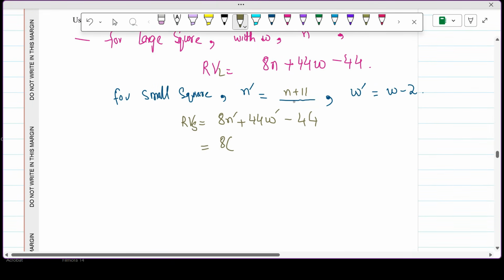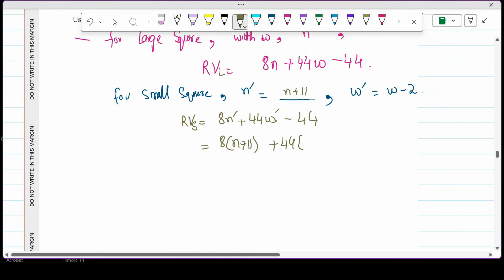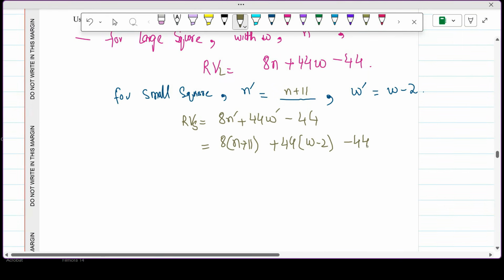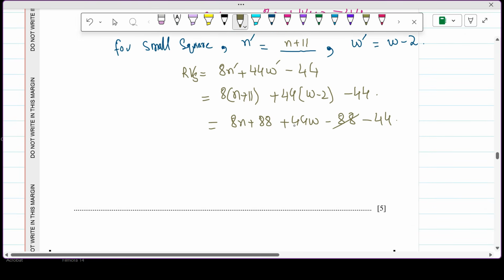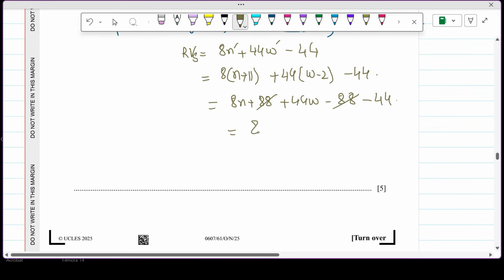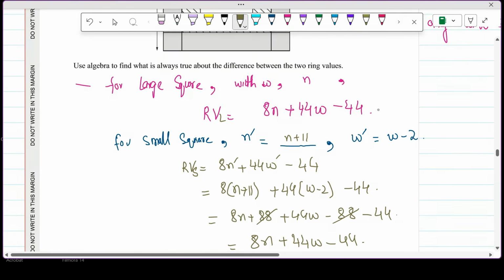8 times n' means n + 11, plus 44 times w', which is w - 2, minus 44. So when we calculate it, it is 8n + 88 + 44w - 88 - 44. So this will be cancelled out and we will have 8n + 44w - 44. This is the same as this value.